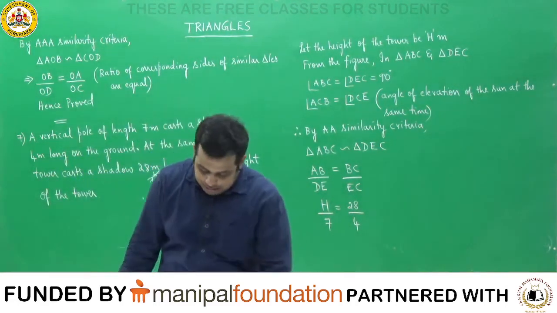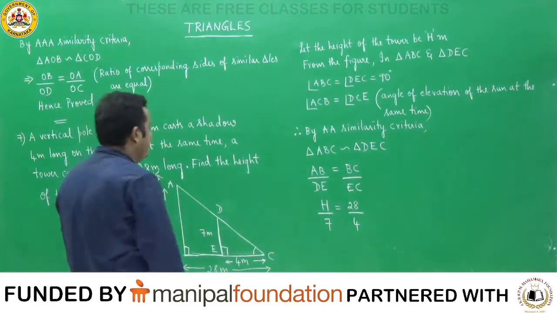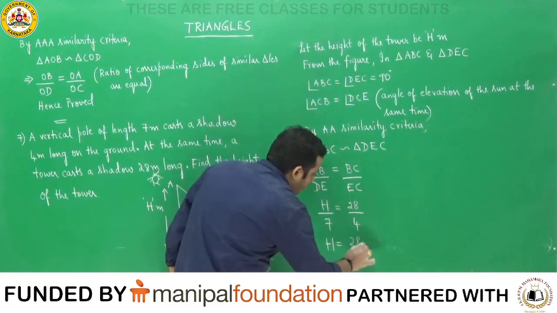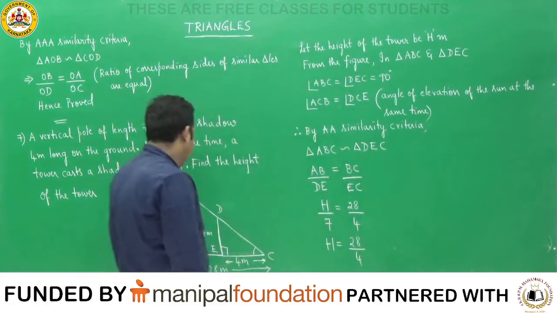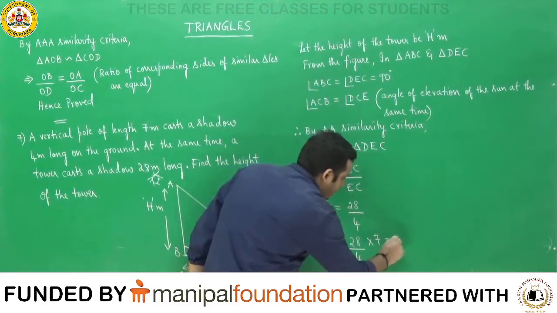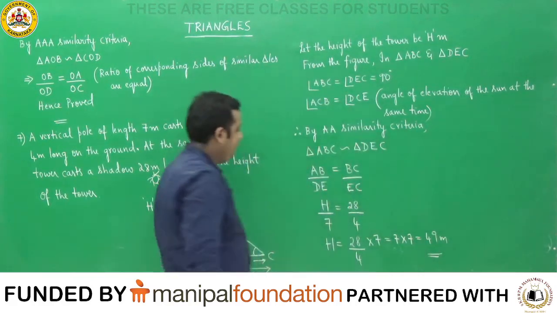Now the question is asking you to calculate the height of the tower. The height of the tower will be equal to 28 divided by 4 into 7. So that is 7 into 7, which is 49 meters. 49 meters will be the height of the tower.